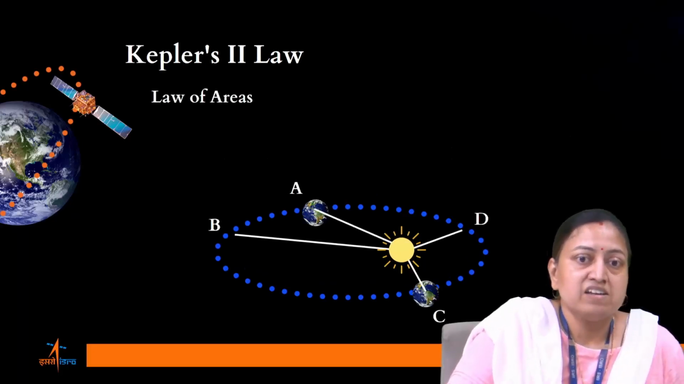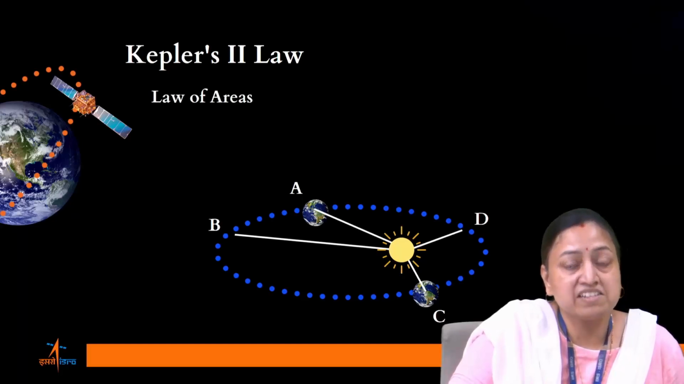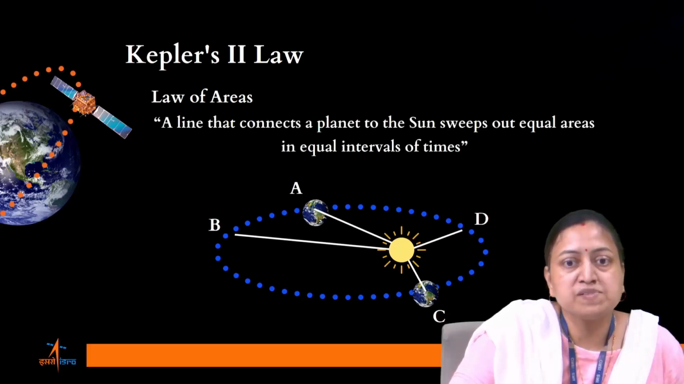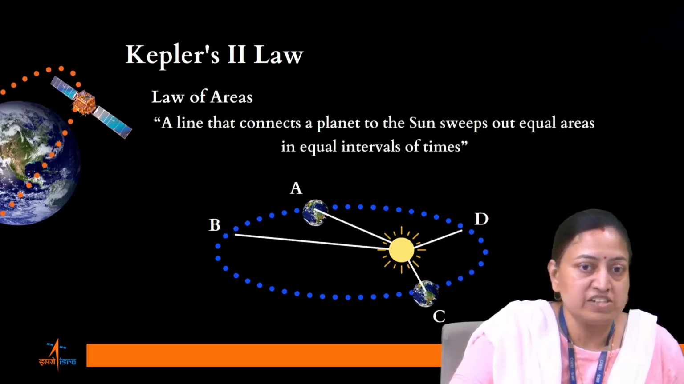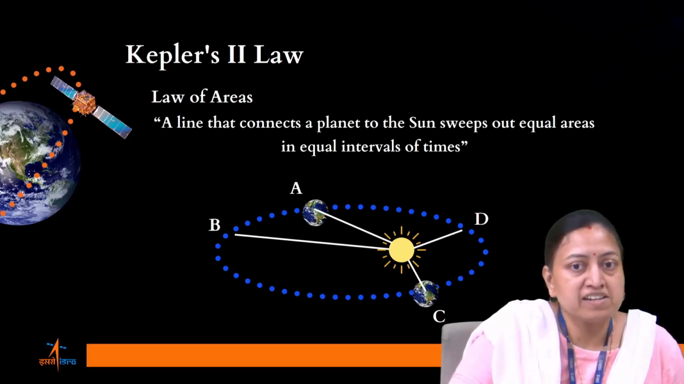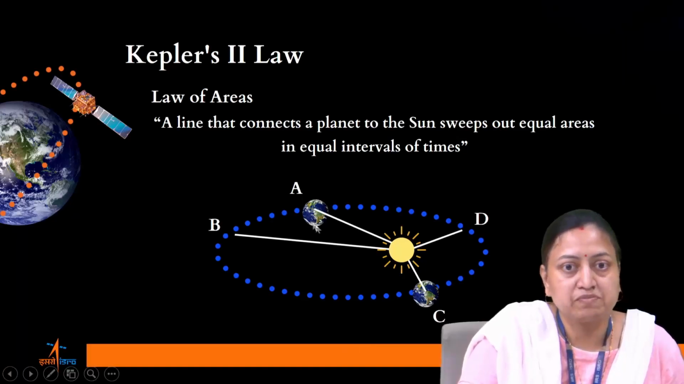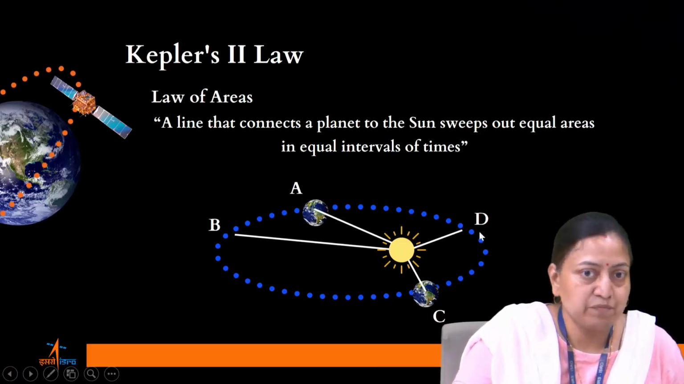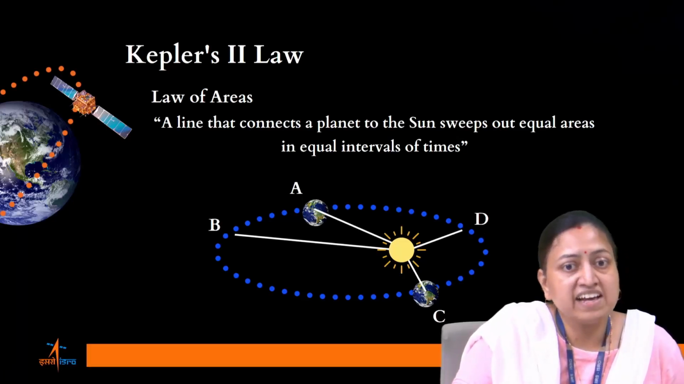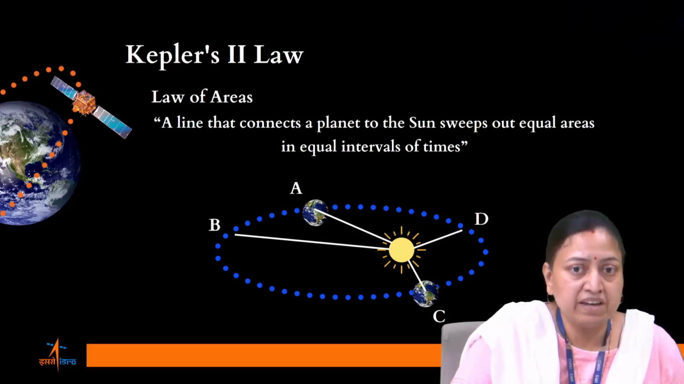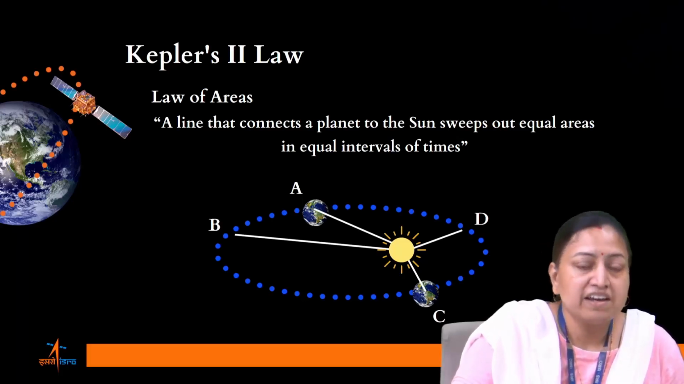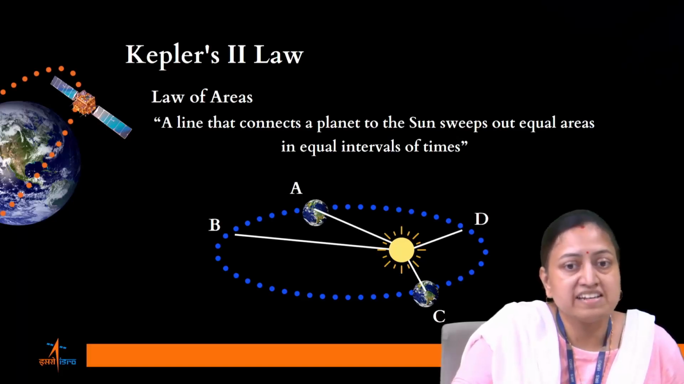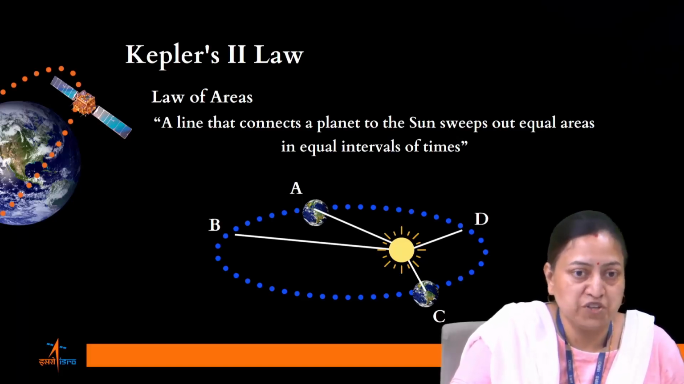Kepler's second law is law of areas. It states that a line that connects a planet to the Sun sweeps out equal area in equal intervals of time. Consider a planet moving from point A to B for a certain time period t, and then moving from point C to D for the same time. By Kepler's second law, the areas covered by arcs AB, AOB and COD are equal. In other words, area velocity is constant for planetary motion.